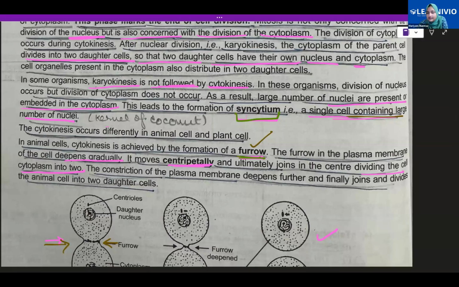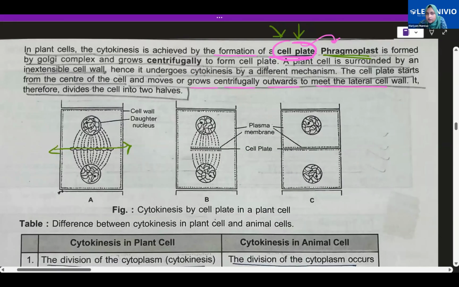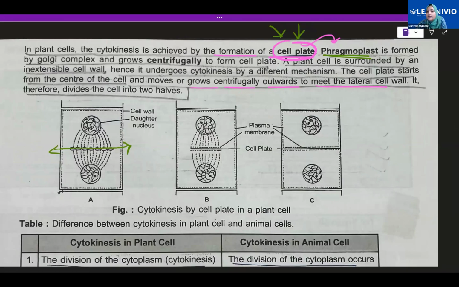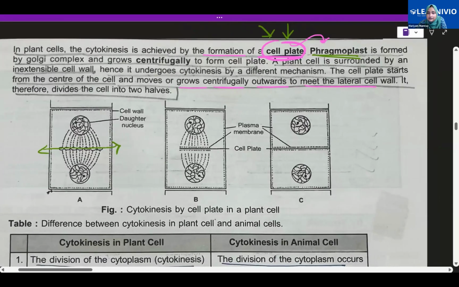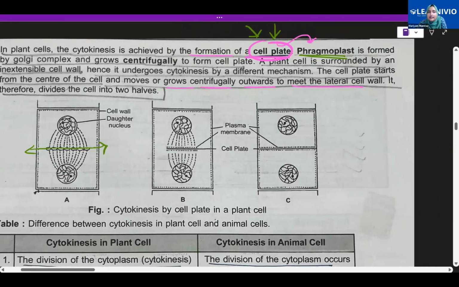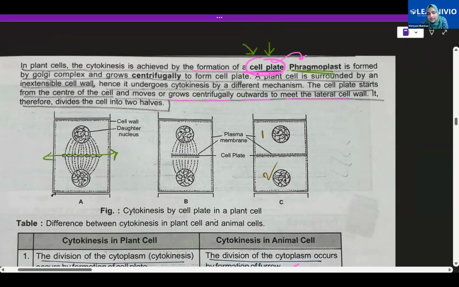Centripetal movement is there. Whereas, if you talk about the plant cell, here furrow formation will not happen. Instead, cell plate formation will take place. The cell plate will be formed between the two nuclei that are there, and the cell plate, the phragmoplast, is formed, which is like a cell plate only, and it grows centrifugally, meaning from the in to the out, thereby forming two daughter cells. Clear? Because plants have an extra layer of cell wall as well, which is not found in animals.